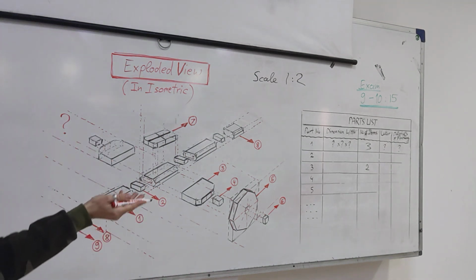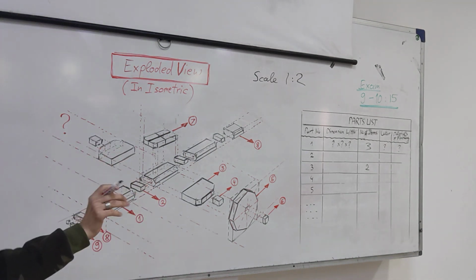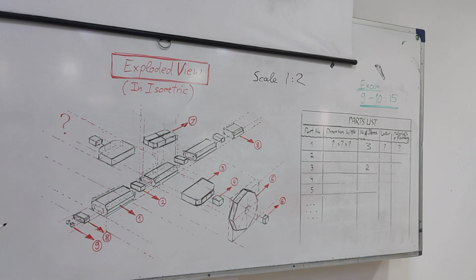So for example, if we take the different parts, each part needs to be made on its own, drawn on paper as a 2D flat surface. So for example, like this, if I take one of these parts, it could look like this.